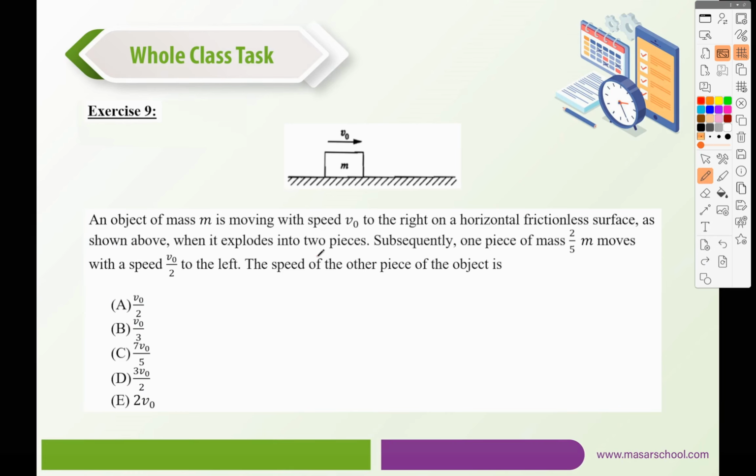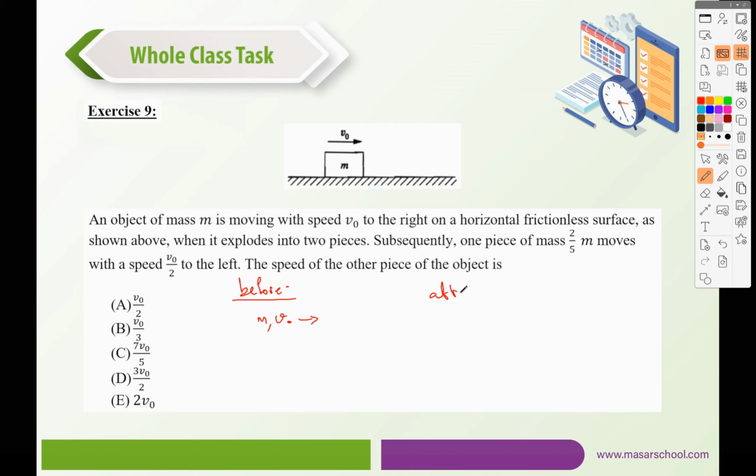Now, an object of mass m is moving with a speed v0 to the right on a horizontal frictionless surface as shown above, and it explodes into two pieces subsequently. One piece of mass 2/5m moves with a speed v0/2 to the left. The speed of the other piece of the object is? So before the collision, what do we have? We have m and v0 to the right.